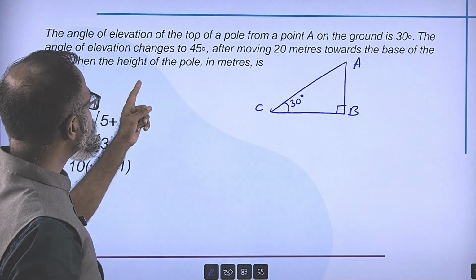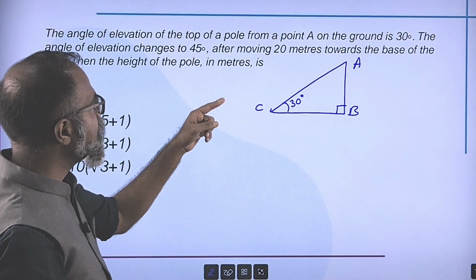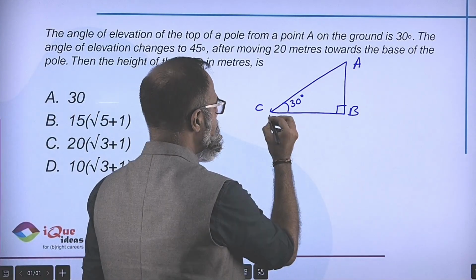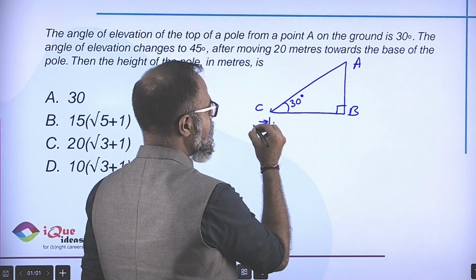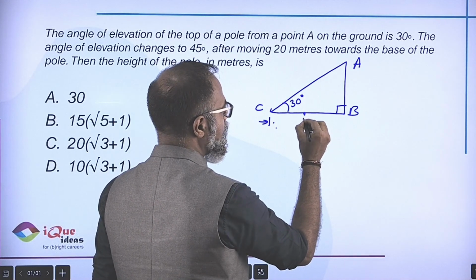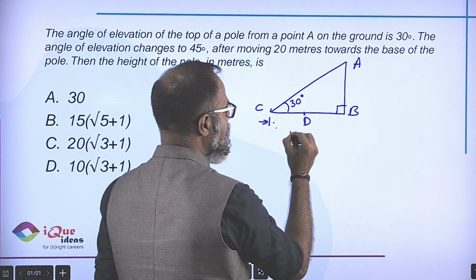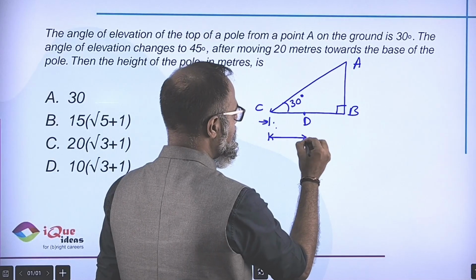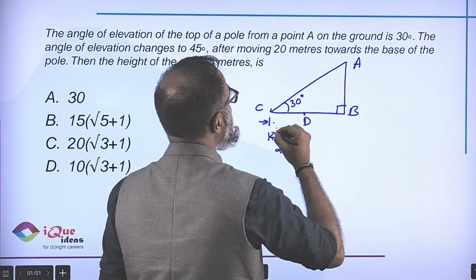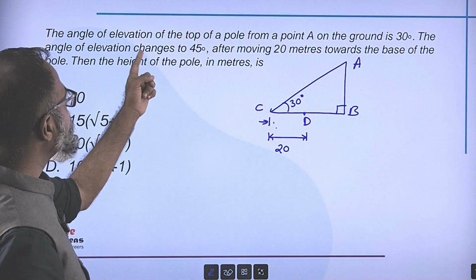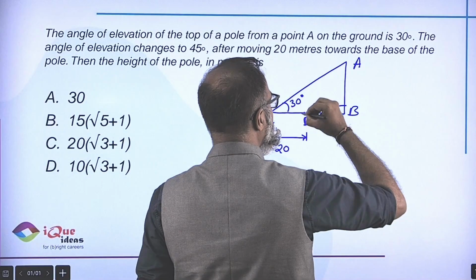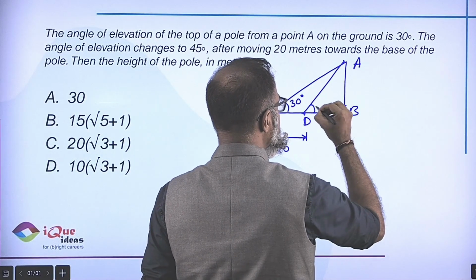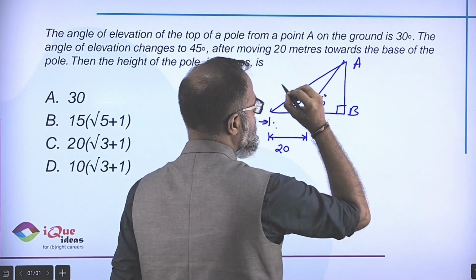The angle of elevation changes to 45 after moving 20 meters towards the base. So first the person is standing here. Let's assume that they move to point D. So this distance between C and D, it's 20 meters. And now the angle of elevation changes to 45 degrees, right? So this angle now is 45 degrees.